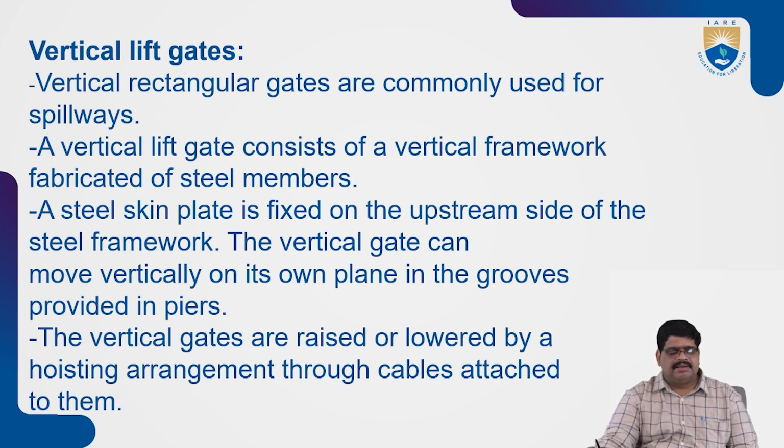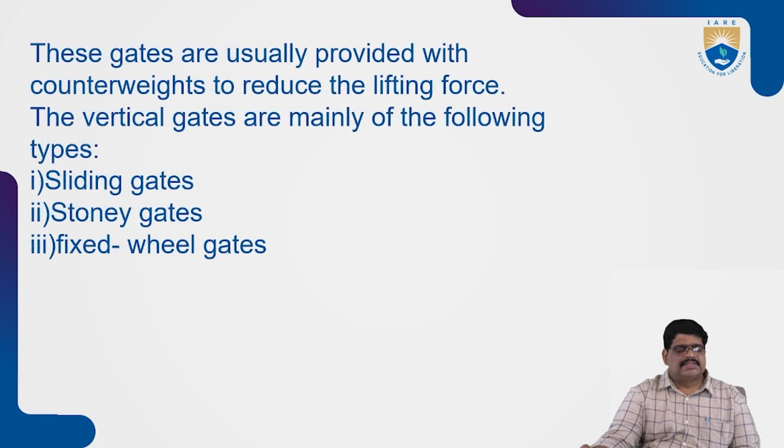The vertical gates can be plain. The grooves can be provided here. The vertical radial can be lowered. Let us see the fastening and the arrangement of the cable.